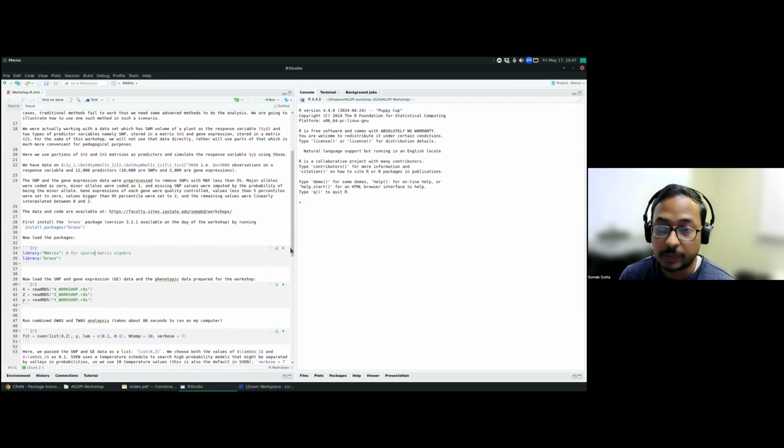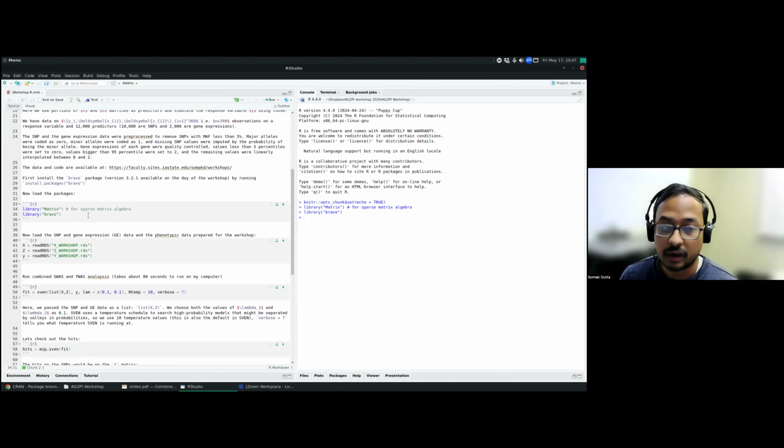We will use the Matrix package to do the sparse matrix algebra, and we will use Bravo to run the GWAS and combined GWAS and TWAS. If you inflate the files, which you will do in the hands-on session, the SNP matrix X, gene expression matrix Z, and the phenotypes Y are given there. The SNP matrix is a 360 by 10,000 matrix. The gene expression matrix is a 360 by 2000 matrix, and Y is a vector of length 360.